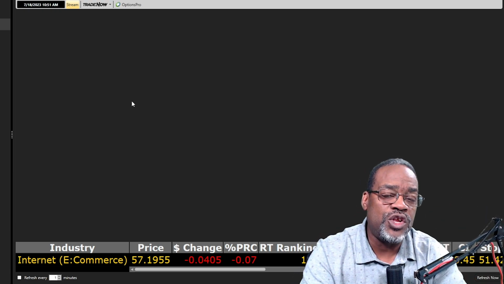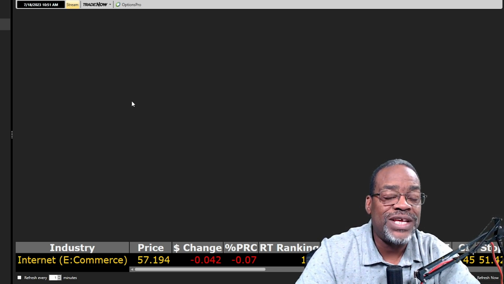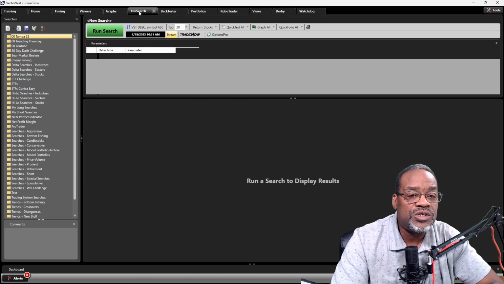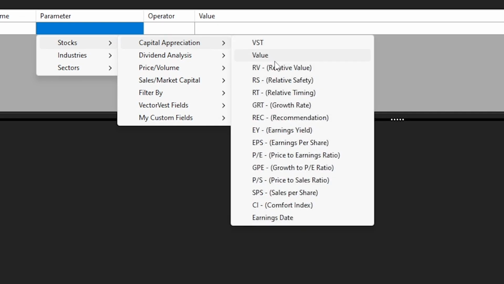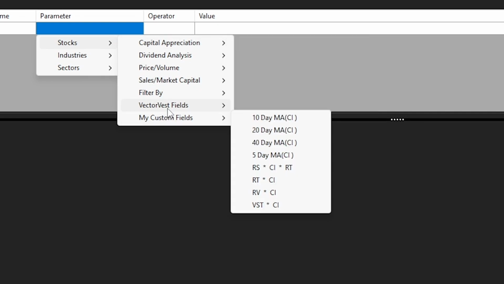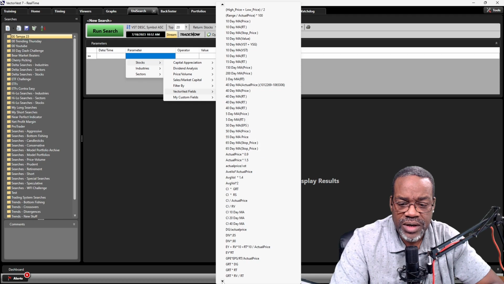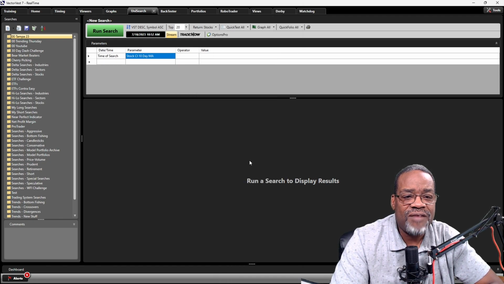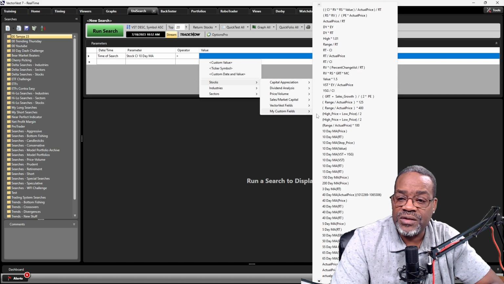Because if I am using the UniSearch and I want to put moving averages on CI, I can use it in a UniSearch. If I go to UniSearch, click on stocks, capital appreciation, CI. Actually, let's go to VectorVest fields. Let's find CI, hit the up arrow, hit the down arrow. CI, 10-day moving average.